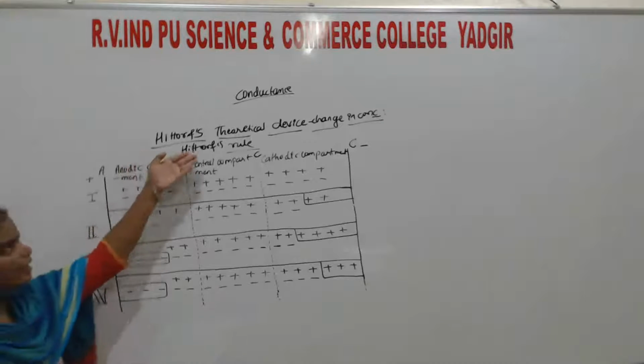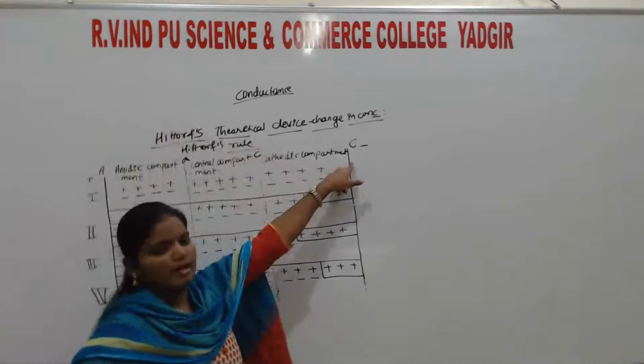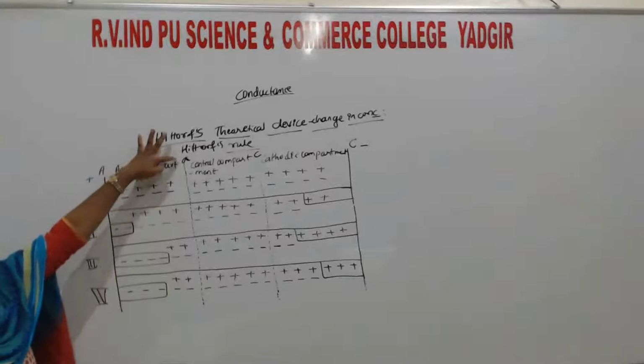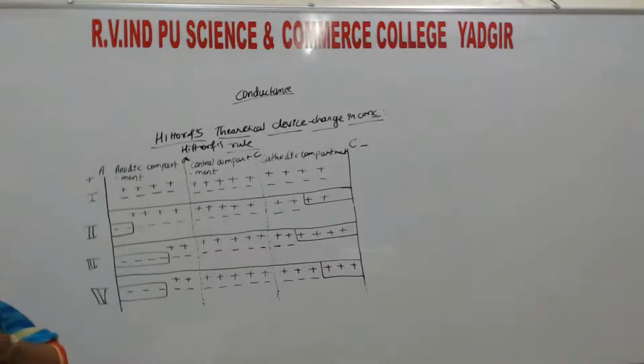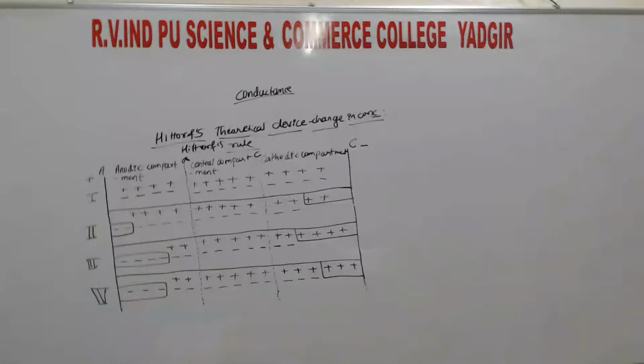Now take A and C here. This is capital A, this is capital C, anode and cathode, and here you are taking these imaginary vertical dotted lines. This is before electrolysis, when you do not pass current.